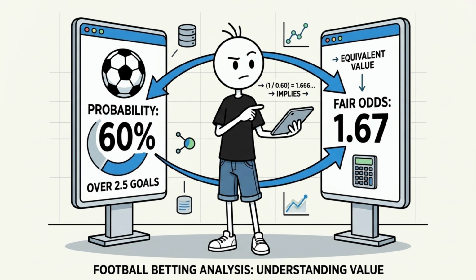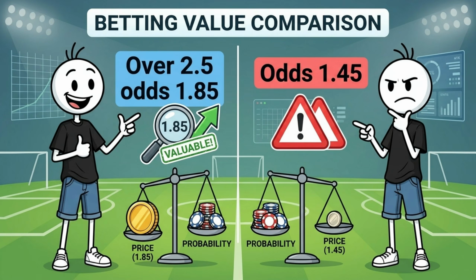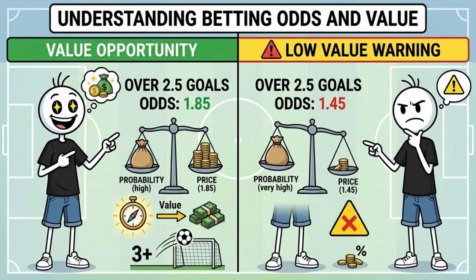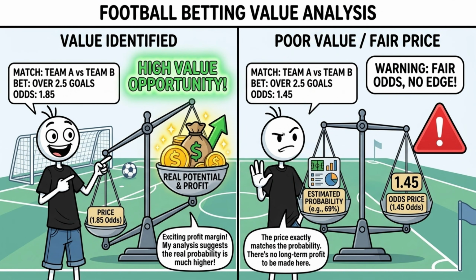Now imagine the bookmaker offers 1.85. Interesting. But what if the bookmaker offers 1.45? Now the situation is completely different. The bet may still be likely to win, but you're potentially paying too much for that probability. This is the mindset shift. Don't ask only, will over 2.5 win? Ask, are the odds high enough compared with my estimated probability? That's the difference between simply betting and looking for value.